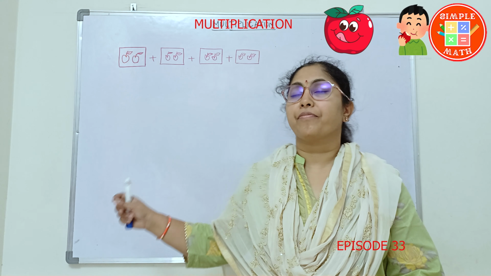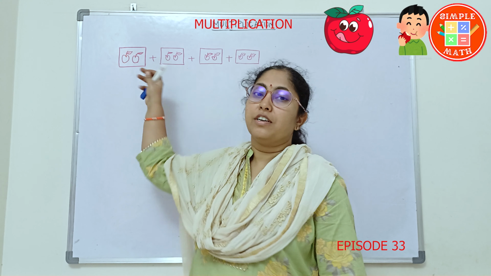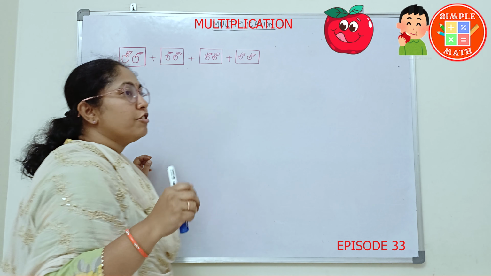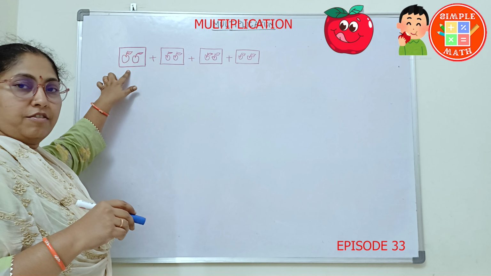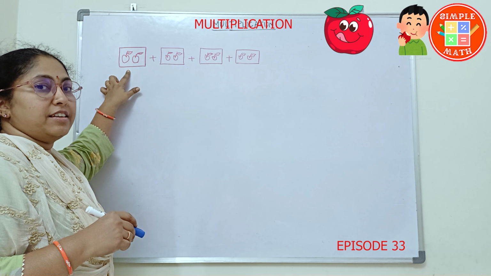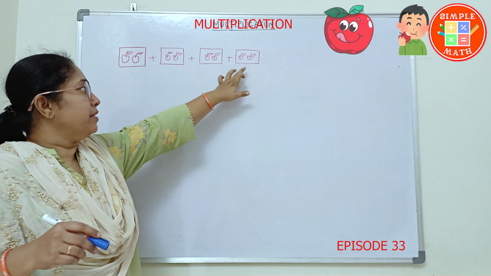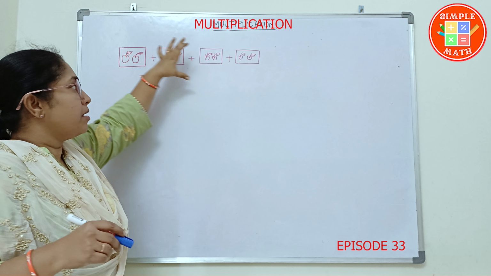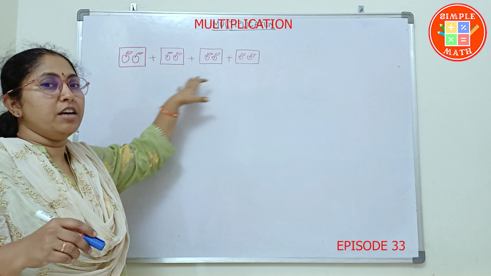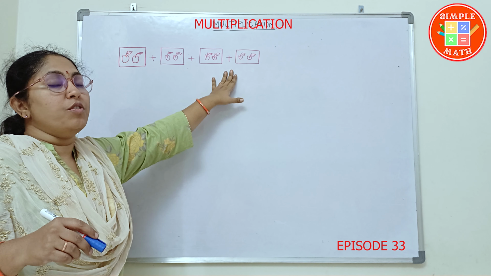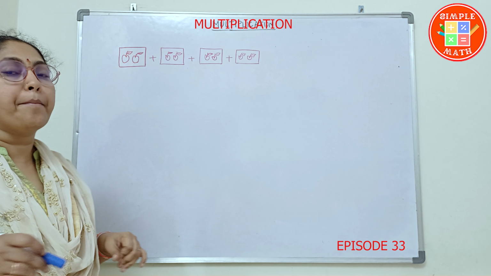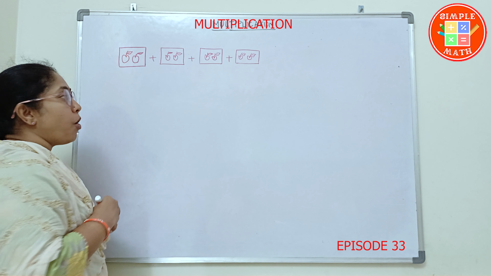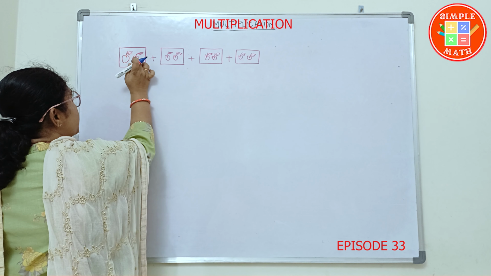Here on the board I have drawn a few, what are these called? Apples. I have drawn a few apples and put them in some boxes. Now let us count how many apples are there in each box. How many apples are there in this box?